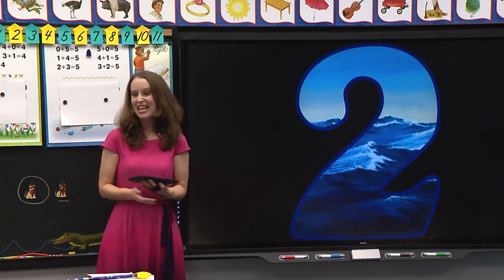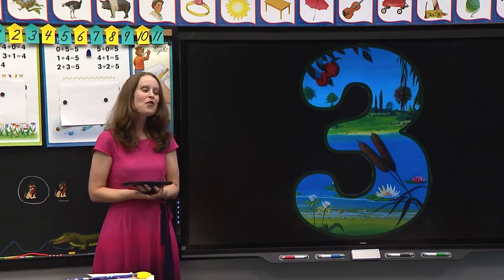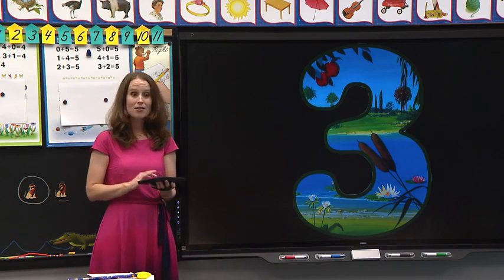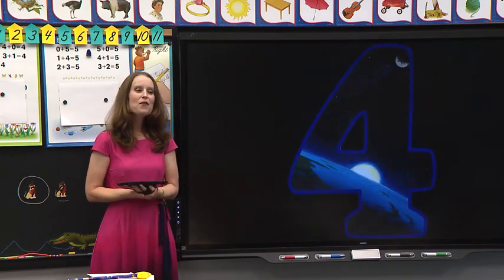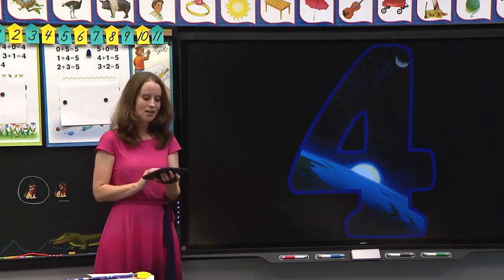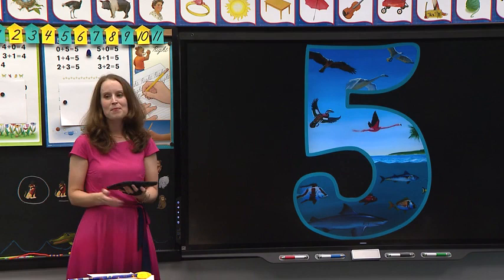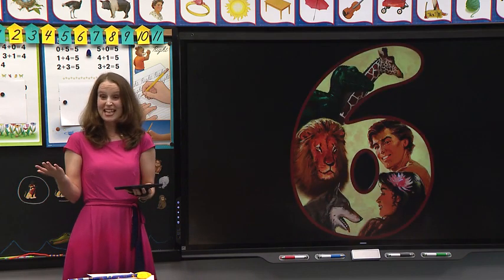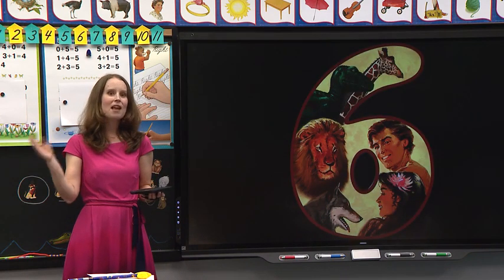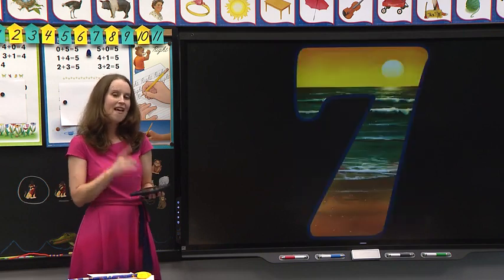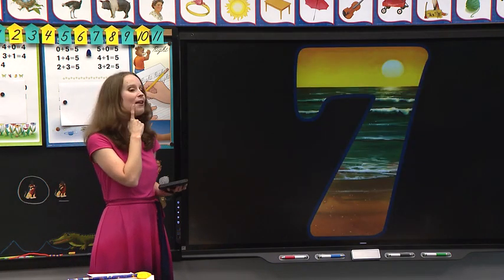On the second day, he separated the waters. On the third day of creation, God caused the dry land to appear. On the fourth day of creation, God made the sun, the moon, and the stars. On the fifth day of creation, God made the birds and the fish. On the sixth day, God made all of the animals and then his special creation, man. And on the seventh day, he rested.